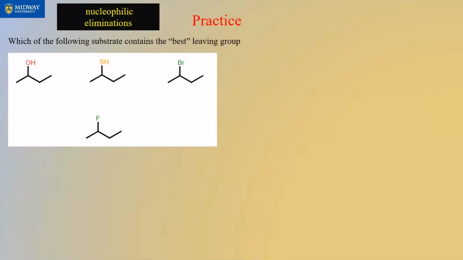So out of all of these, this is the poor leaving group. This is the second poor leaving group. This is slightly better, but this is the best because this is the biggest. So this will be the best. This is the substrate with the best leaving group.